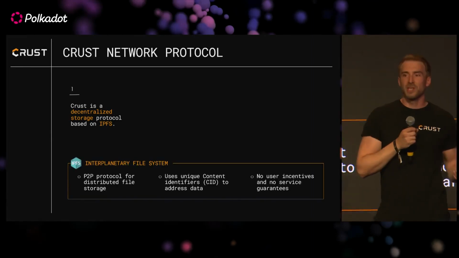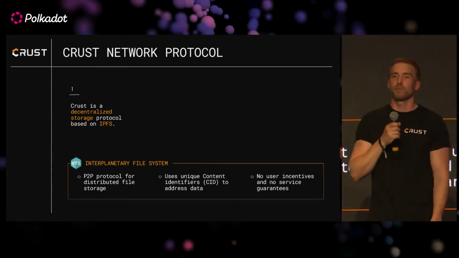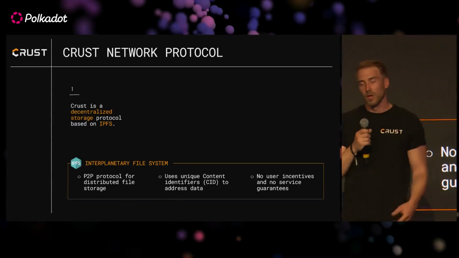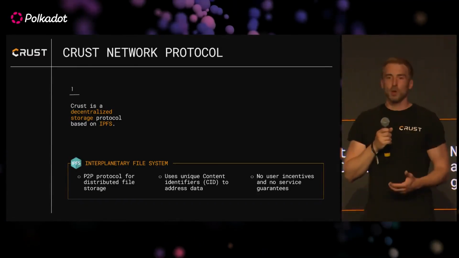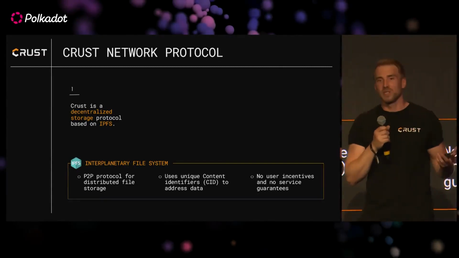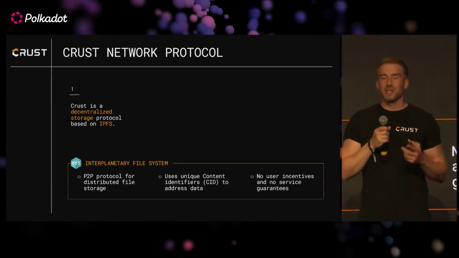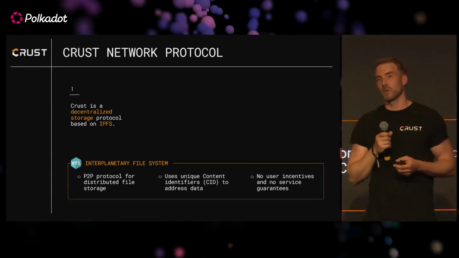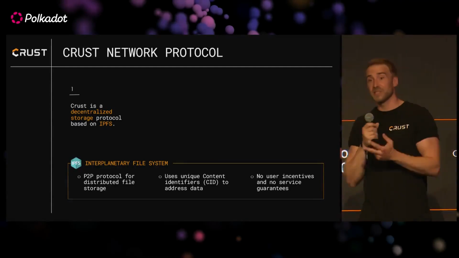IPFS stands for Interplanetary File System, and it's a peer-to-peer based distributed file storage system. It's by far the most adopted file storage protocol in Web3. It's adopted by the largest players like OpenSea, Uniswap, many more. But it has some downsides. And the biggest downside probably is that the storage on IPFS is not incentivized.